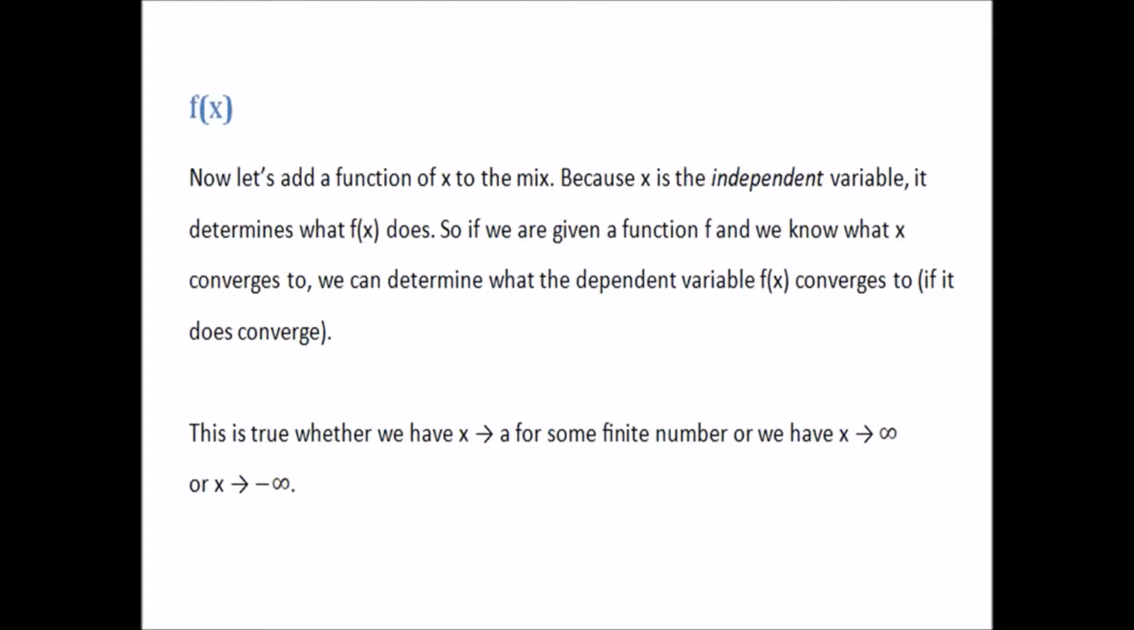Now we're going to add a function to our consideration. The first thing to realize is that if you're given the definition of a function and you're given the x, which is the independent variable, those two things determine what the dependent variable converges to, if it does converge. And this is true whether we have x converging to some finite number or x going to infinity or negative infinity. So let's look at an example.